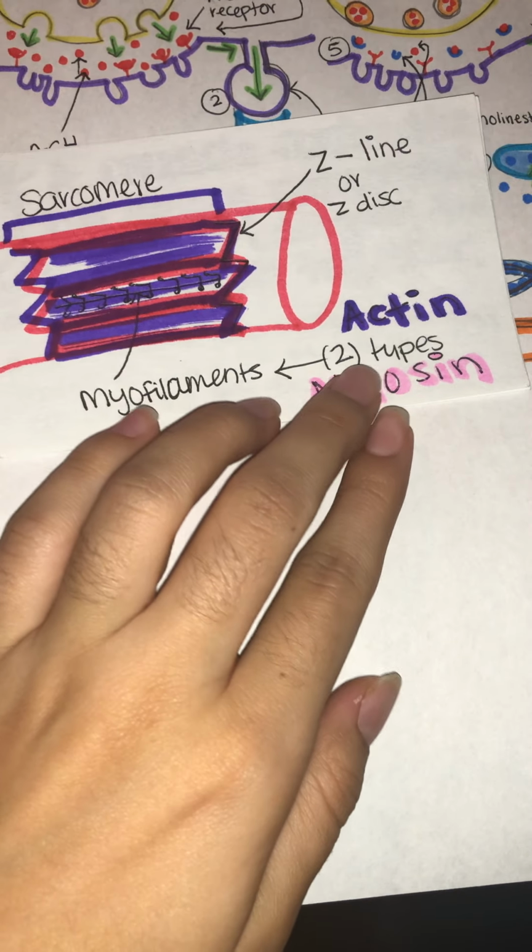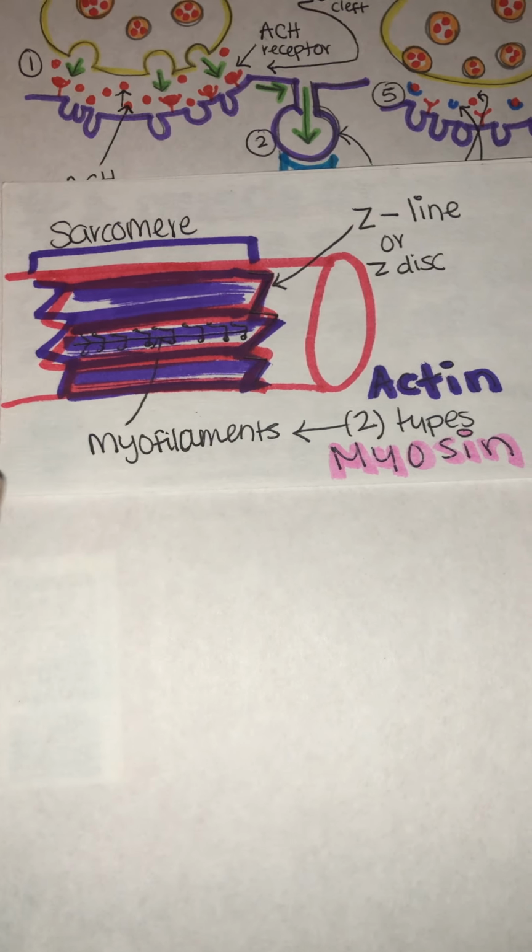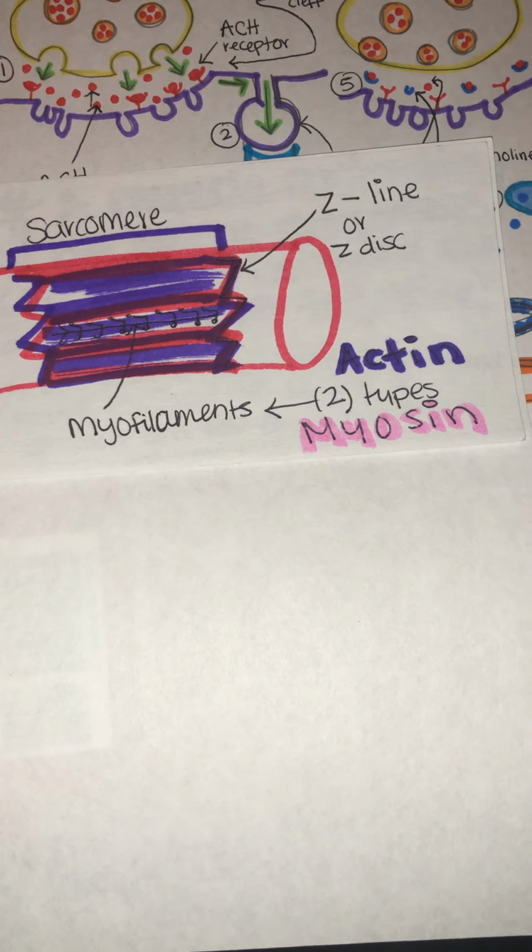And then here I also drew our sarcomere. So the sarcomere is here. Let me explain it a little bit more. Here on the sides, the zigzag type of lines are going to be called our Z lines or our Z discs. And in the sarcomere we have myofilaments, 2 types of myofilaments, which are going to be our actin and our myosin.